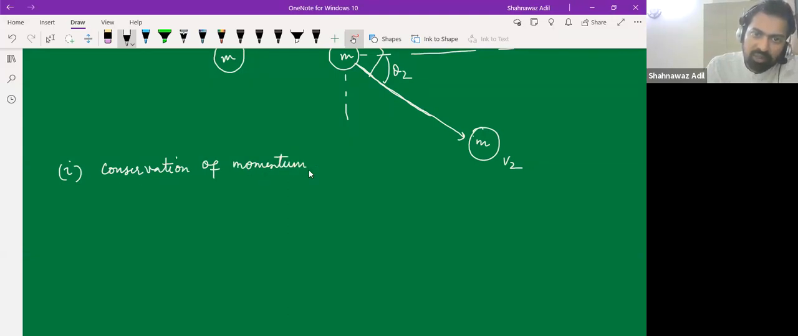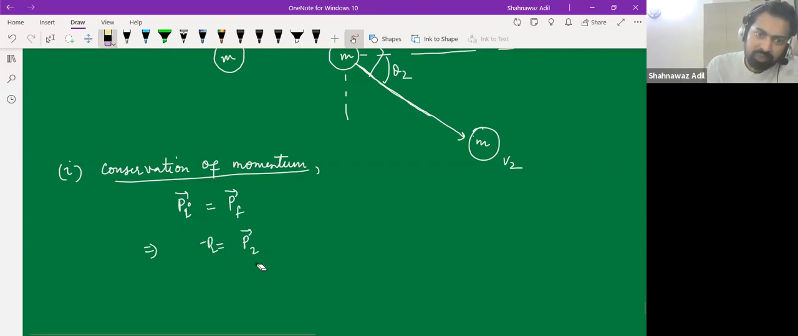So from the conservation of momentum, what do we have? P initial vector is equal to P final vector. This is P1 initial plus P2 initial equal to P1 final plus P2 final, right?